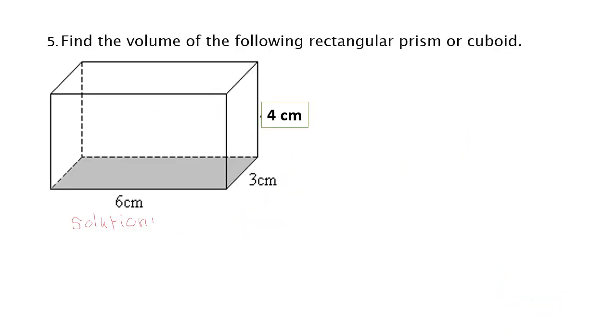Find the volume of the following rectangular prism or cube. So your solution would be volume equals base times height, or equals 6 times 3 times 4, or simply equals 72 centimeters cubed.